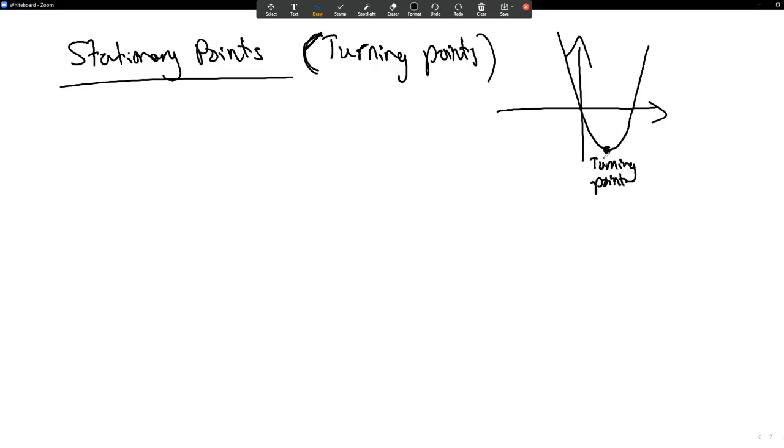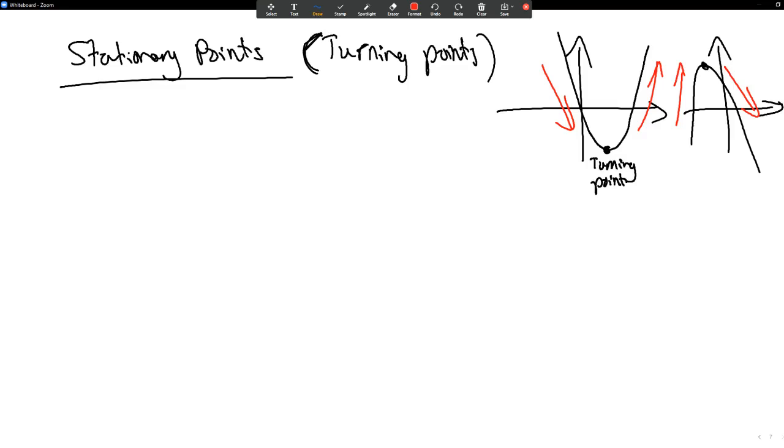It's when the gradient stops being negative and starts being positive, or stops being positive and starts being negative. It's basically the minimum, but we can also have the maximum as a turning point, like so. And it's basically when it changes. There are 2 points, right? Either it'll be going downwards, and then after the turning point it'll be going upwards, or before the turning point it'll be going upwards, and after the turning point it'll be going downwards. Obviously that depends on whether it's a maximum or a minimum.